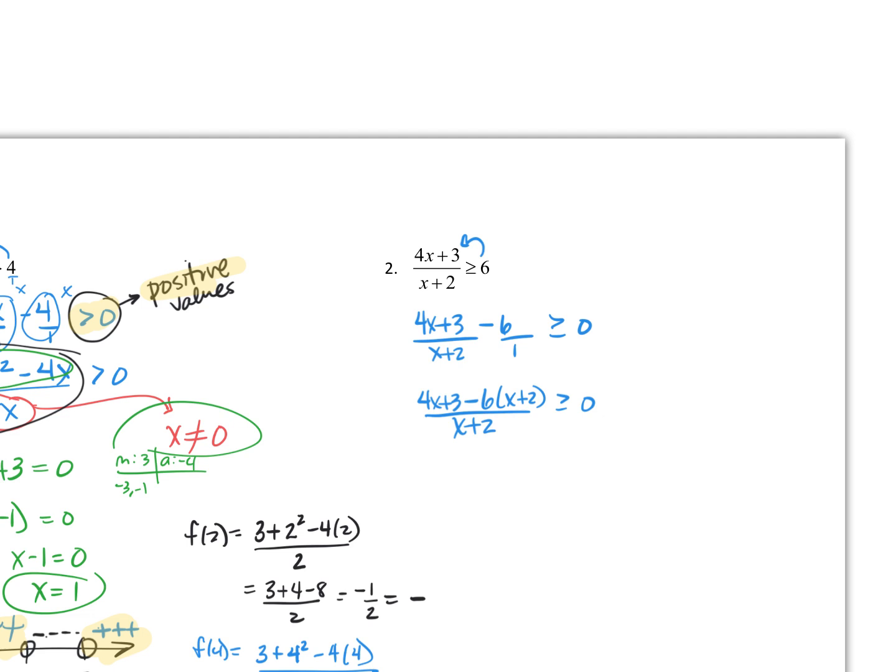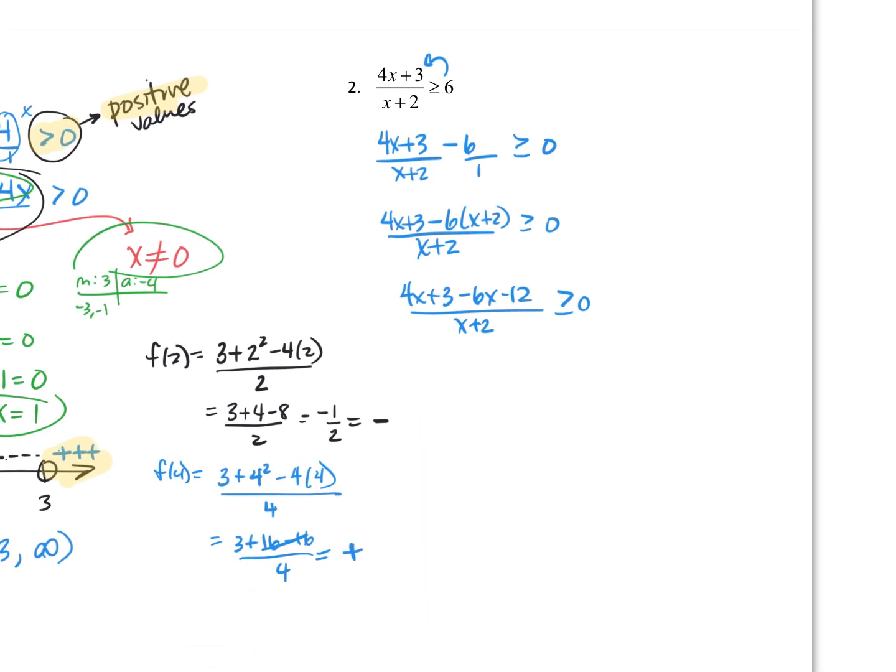Good? Now what? Distribute. Let's clean up the top here. So 4x plus 3 minus 6x minus 12 over x plus 2, still greater than or equal to 0. If I collect like terms in the top, I have negative 2x minus 9.